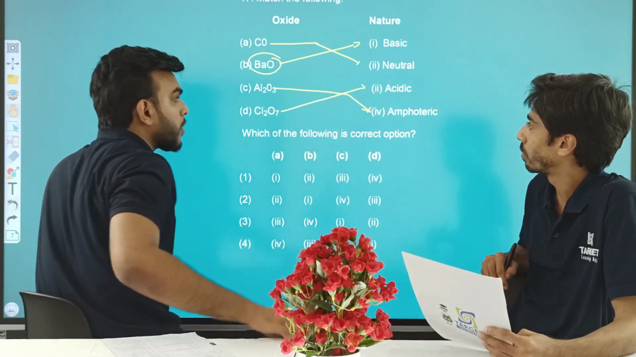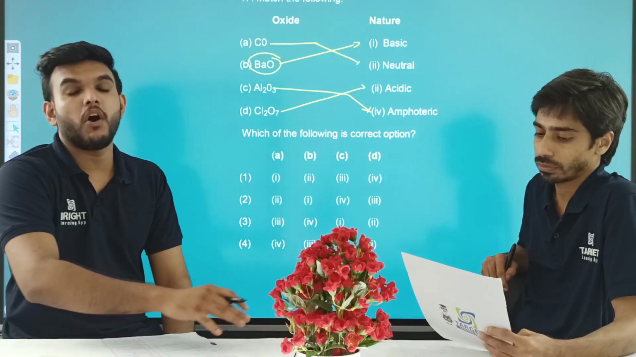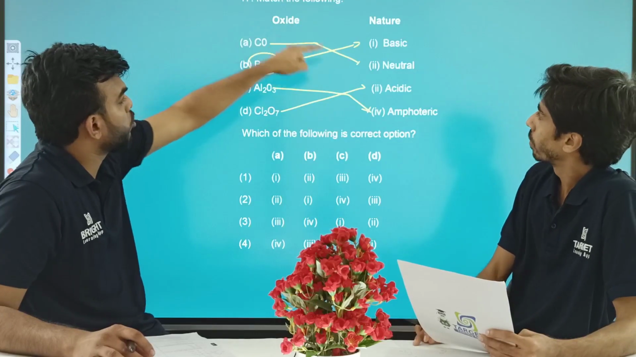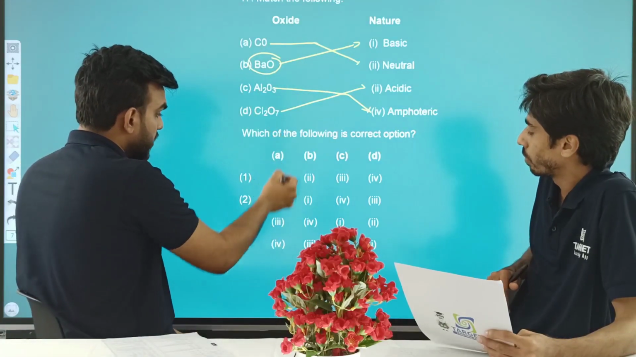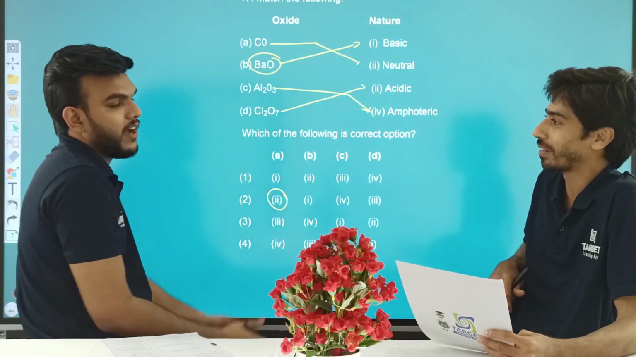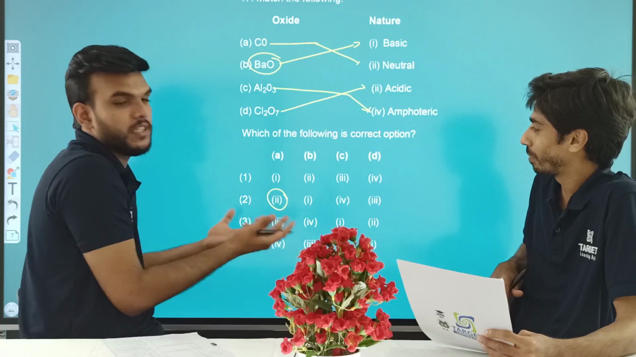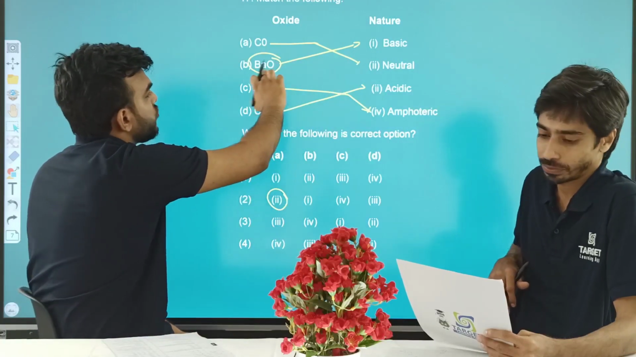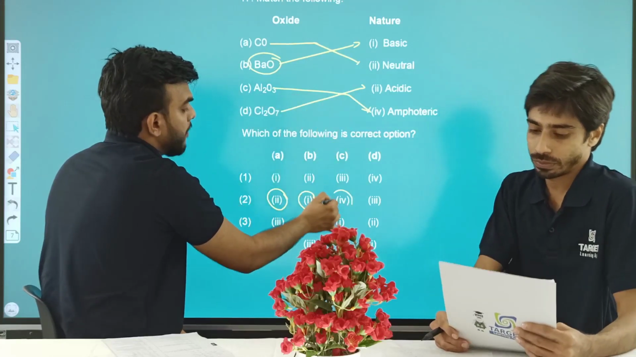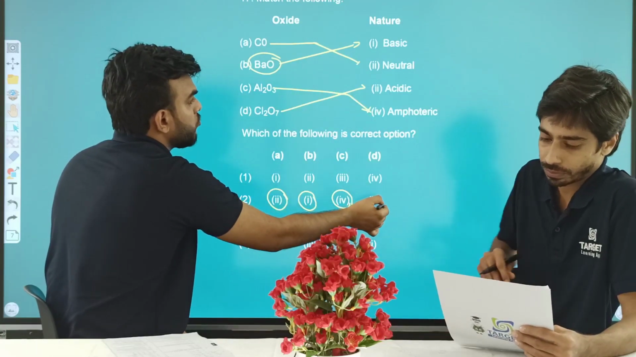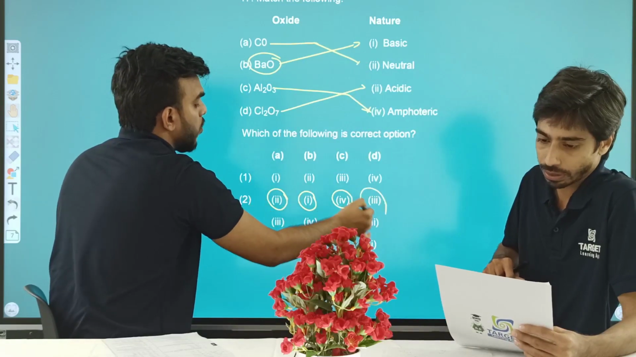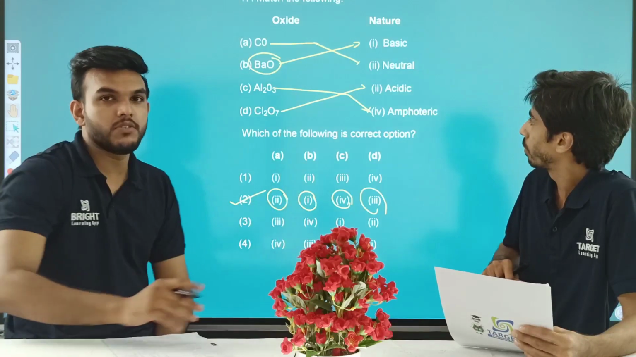And chlorine is a non-metal. The oxide of a non-metal will always be acidic in nature. So what will be the correct answer? Here, A will be 2. Check it, you have only one option, and even with the very first option you will get the answer. B will be 1. C will be 4, that is amphoteric. And D will be 3. So 2 will be the answer of this question.